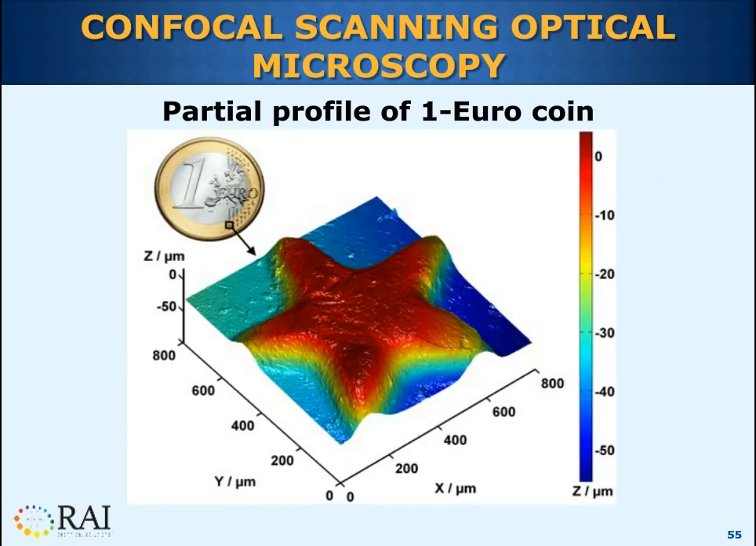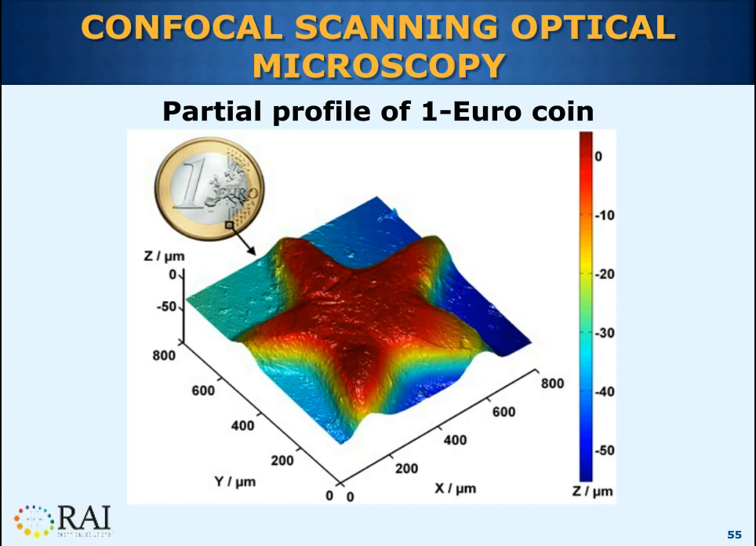Here's an example of the tremendous resolution that's possible of the as-is surface. We are looking at a small section of a €1 coin. The section is about 800 microns square. So that section that we're looking at is nearly 1 millimeter square. The top of the star is raised about 30 to 50 microns from the flat area of the coin.